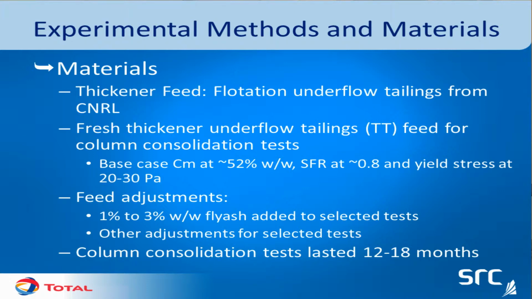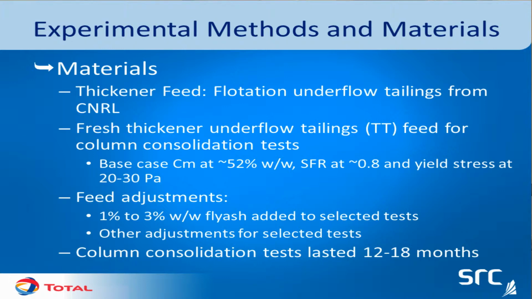When we receive the material from CNIL, we adjust the sand-to-fines ratio, and the fresh TT produced from the thickener has the total solids concentration controlled at 50%, and a sand-to-fines ratio of about 0.8. That's Total's focal base case tailings.